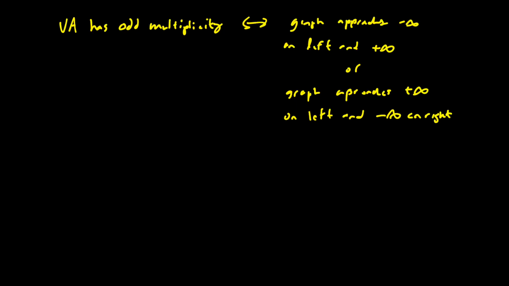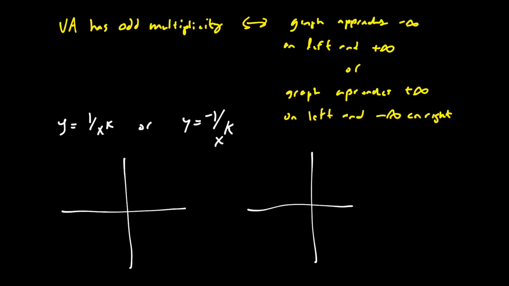Another way to say this is that one side of our graph is going to negative infinity, the other side of our graph is going to positive infinity if we have odd multiplicity. And in this case, our graph will either look like y is equal to 1 divided by x to the k, or our graph will look like y is equal to 1 divided by x to the k where we have a negative 1 up top. So in either case, our graph will either look like this over here, or our graph will look like this over here.